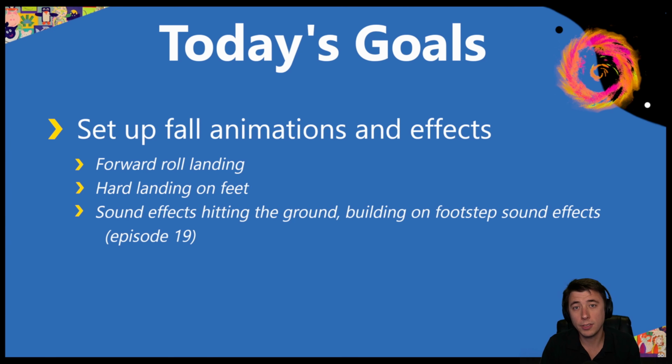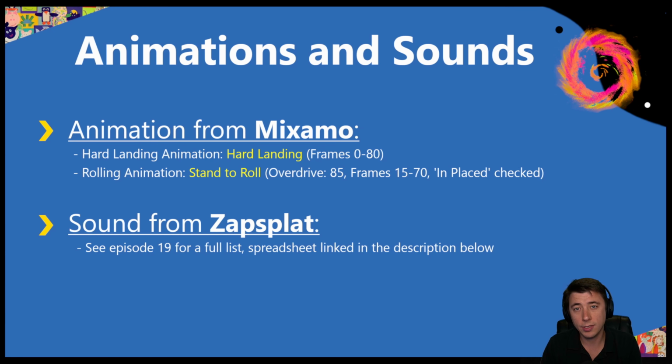And then last but not least, of course, we need sound effects for all these landing animations, and for that, we're building off of all the footstep sound effects that we set up in episode 19. So here are all the assets that we're using this episode, so I'm assuming that you've already checked out episode 25 for getting Mixamo animations into Unreal Engine 5 and mapped to the UE5 mannequin, and if not, feel free to check it out. We cover the entire process in about 6 minutes.